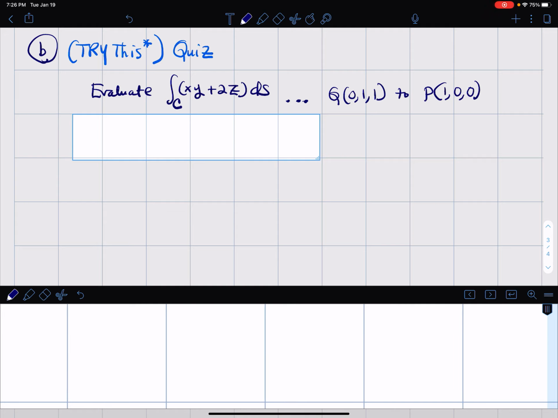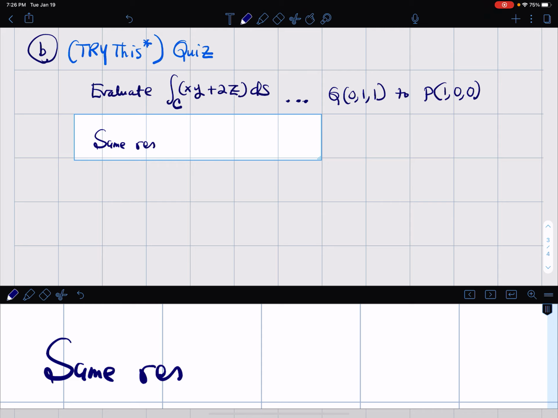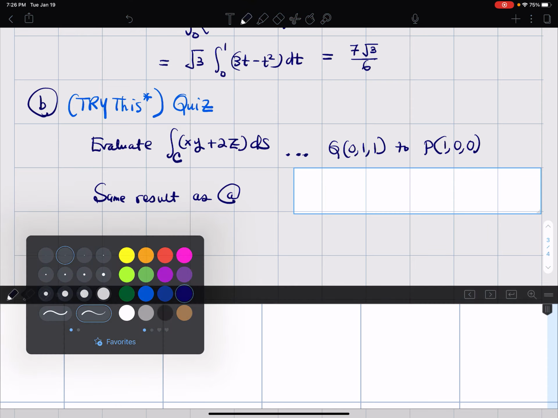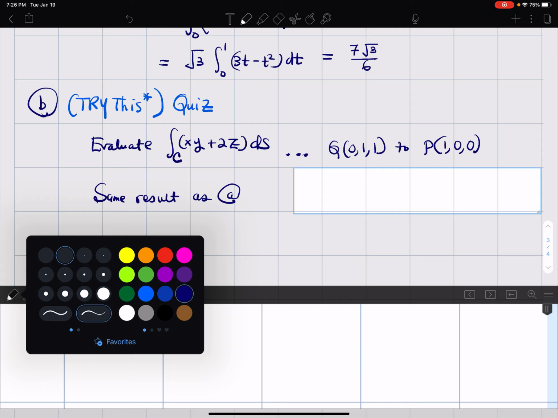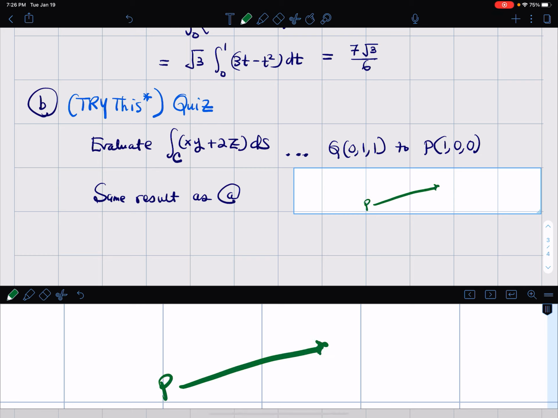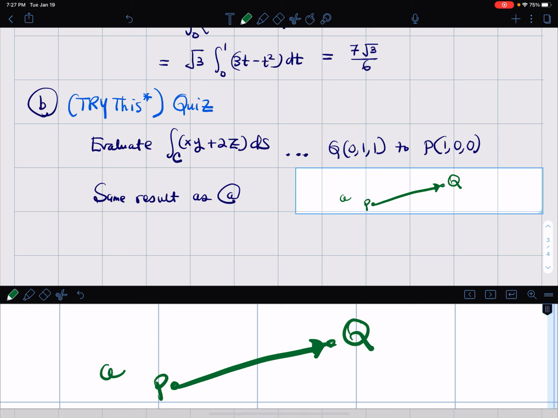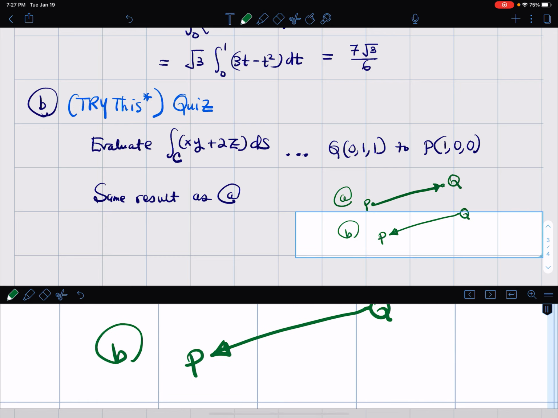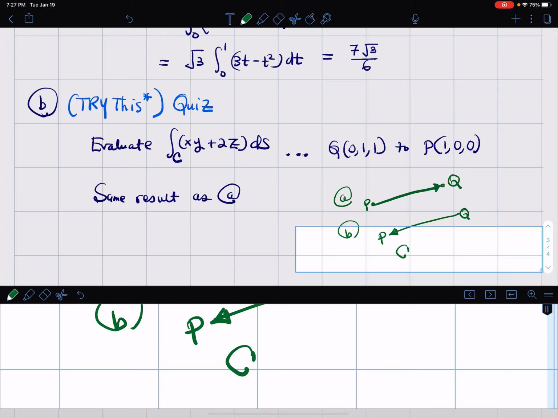I want you to try it, but I'm going to give you the answer. You should get the same result as in A. So we have a line integral, so you're going along this path from P to Q. In A, we're going from P to Q. In B, we're going from Q to P. But the line integrals are the same thing.